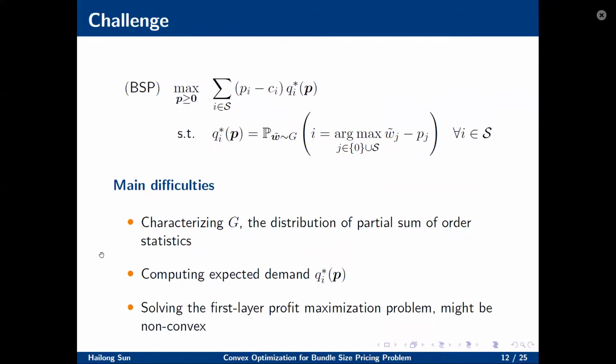So now you can see that the main difficulties include the following. First, it is generally very difficult to directly characterize G, which is the distribution of the partial sum of order statistics. And also it's difficult to compute the expected demand under G. More importantly, solving the profit maximization problem is very challenging because it might be non-convex. So we don't even have a closed form expression of the objective function. So here we may not know the explicit form of Qi star.